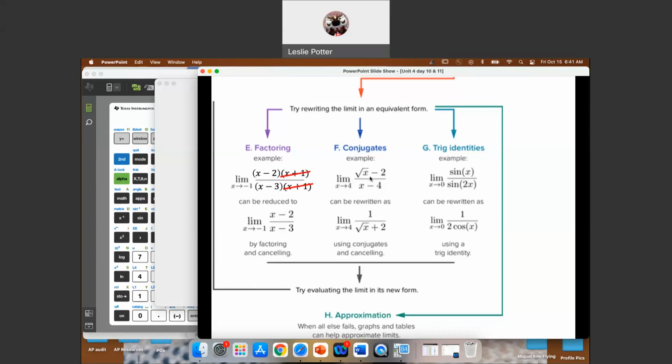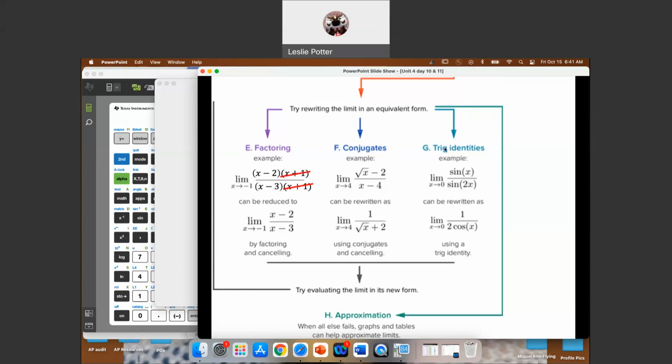The conjugates were a little trickier, right? They proved to be a little problematic, but it just meant there was more algebra. And then the trig identities really caused some temper tantrums because I don't know of anybody who's a huge fan of trig, maybe me, but I'm just that kind of person.